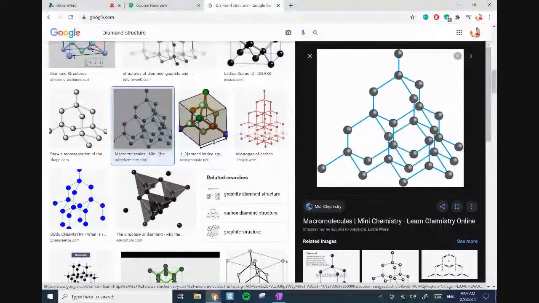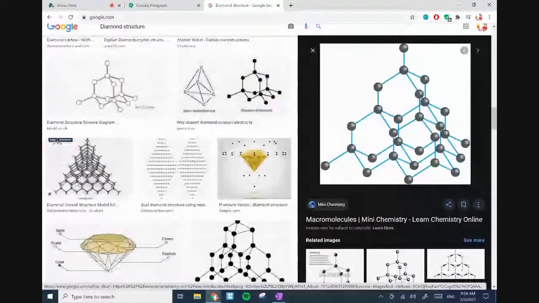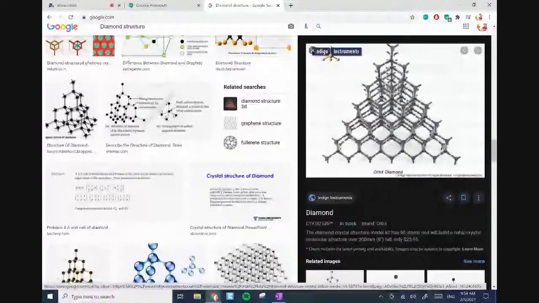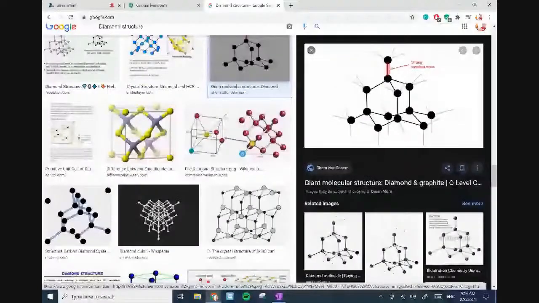What you want to realize is that these structures go on indefinitely with millions and millions of carbons. And every single one of them is bound to each other by covalent bonds. It is pure covalent. You don't call it pure though, you call it giant.